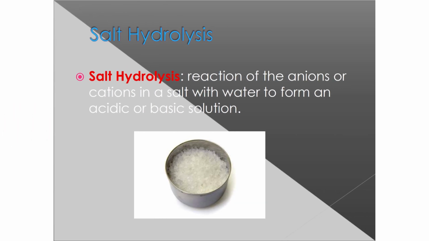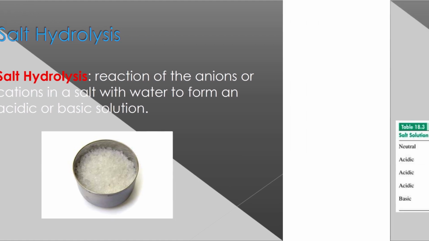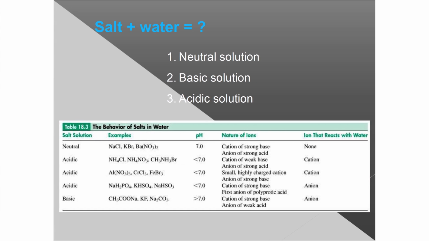Salt hydrolysis is the reaction of the anions or cations in a salt with water to form an acidic or basic solution. Now, let's explore the central question. What happens when you mix a salt with water? The result can be one of three things: a neutral solution, a basic solution, or an acidic solution.